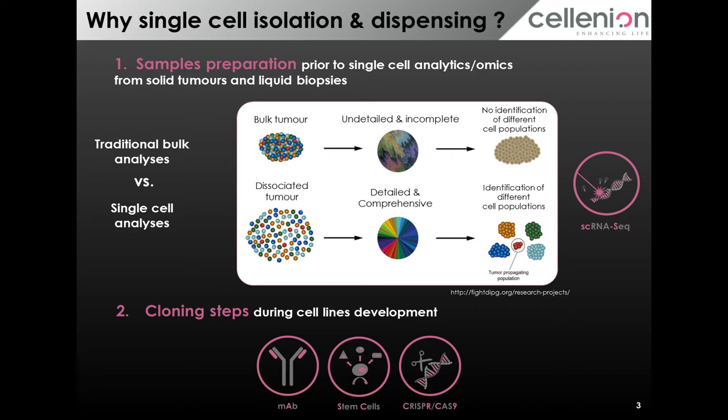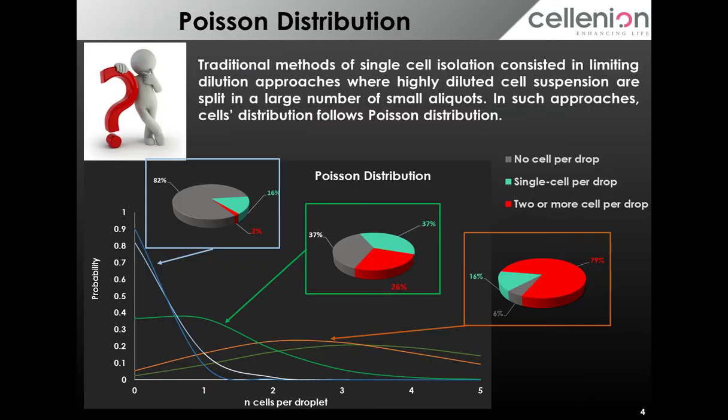One aspect that is very important when you're doing single cell isolation is to understand the aspect of Poisson distribution. Poisson distribution is actually a probability, and this probability gives you an indication of the likelihood for you to find a single cell in a given volume or output.